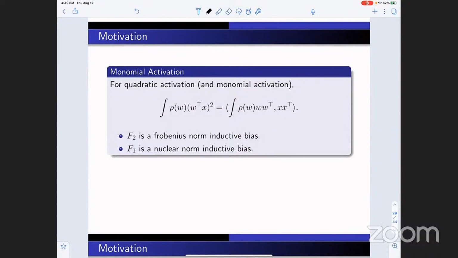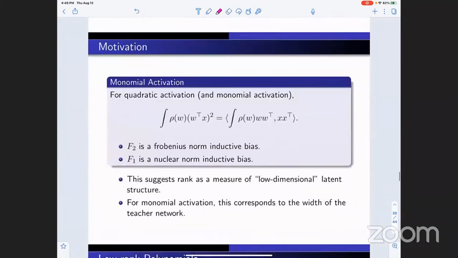So let's look at what we do know how to learn very well, quadratic activations. Quadratic activations, you can write again in this integral form to make an analogy. F2 then gives you a Frobenius norm inductive bias. F1 gives you a nuclear norm inductive bias. This is very good. This is everything we know about low rank, low dimensional. This is kind of bad. Luckily, the reason I wanted to start with quadratic activation is, in fact, in this special case, F1 is learnable. So it suggests that rank is a reasonable measure of low dimensional latent structure.